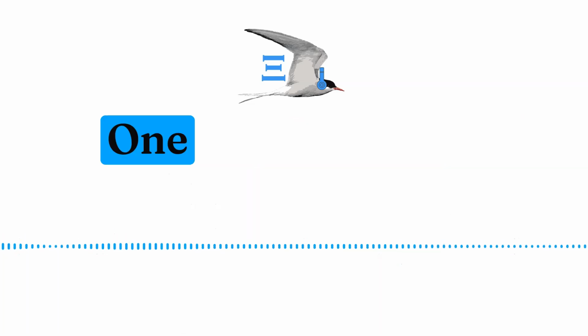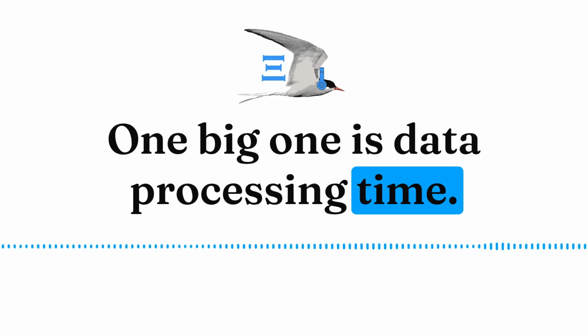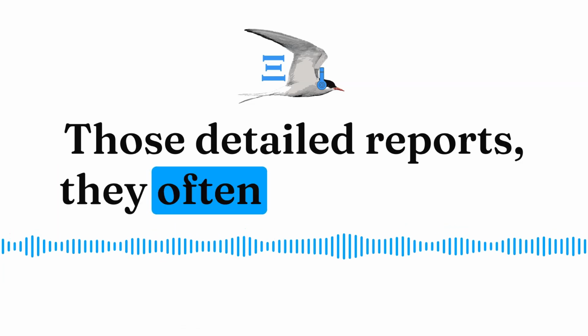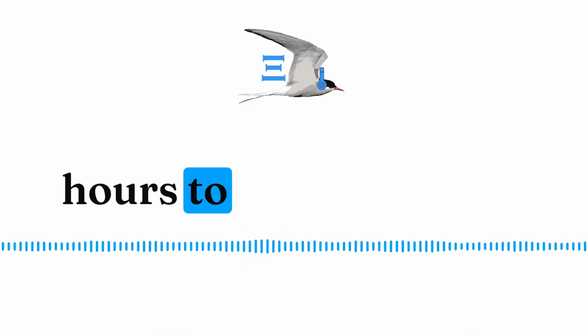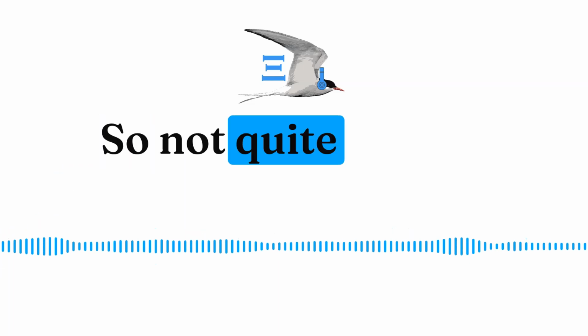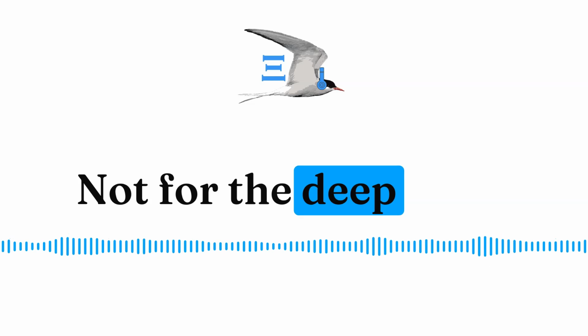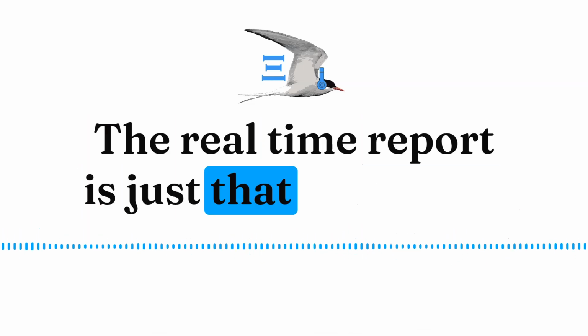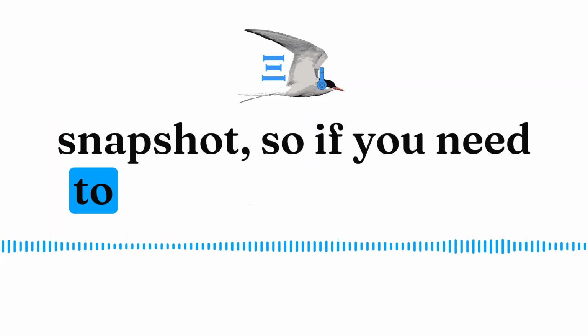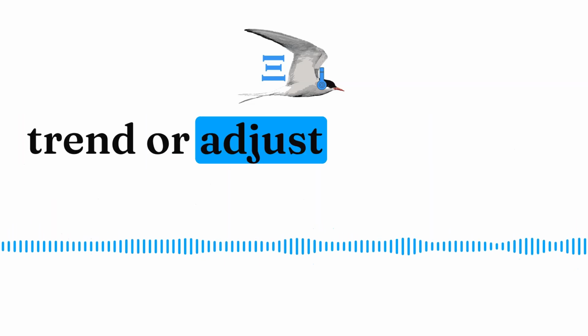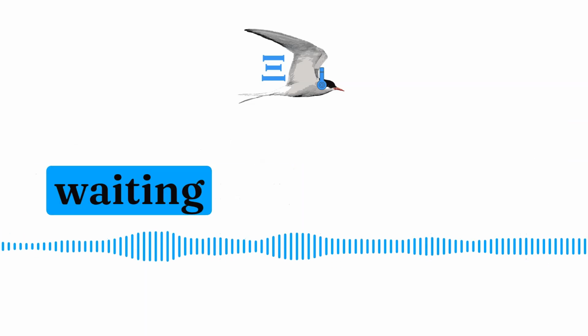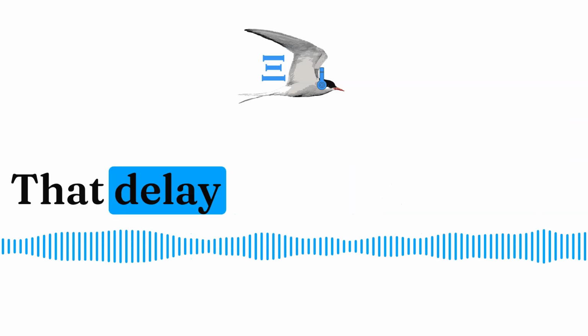Good question. One big one is data processing time, those detailed reports. They often take 24 to 48 hours to fully populate. Oof, so not quite instant insights then. Not for the deep stuff. The real-time report is just that 30-minute snapshot. So if you need to react super fast to a trend or adjust a campaign immediately, you might be waiting for the full data. Okay, that delay could be an issue.